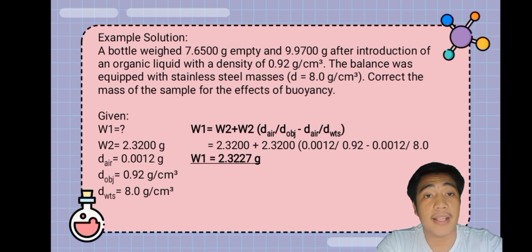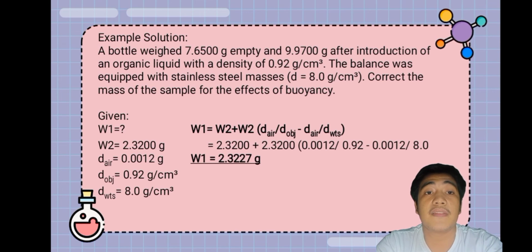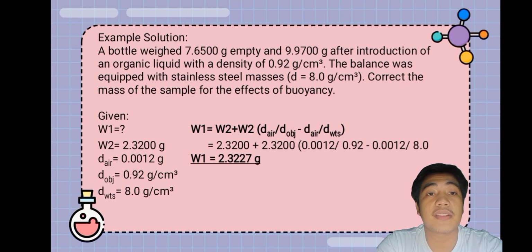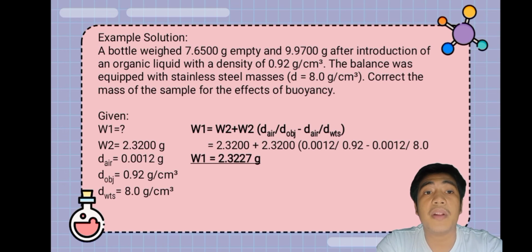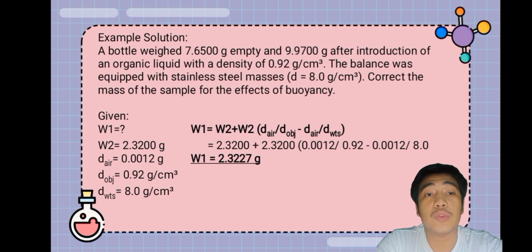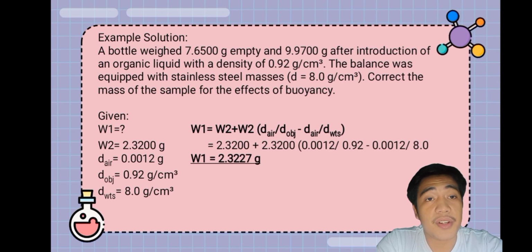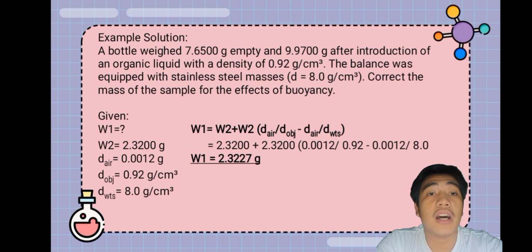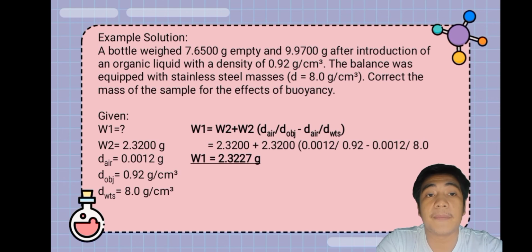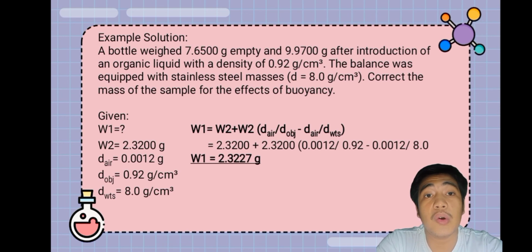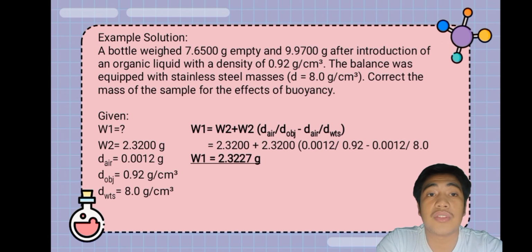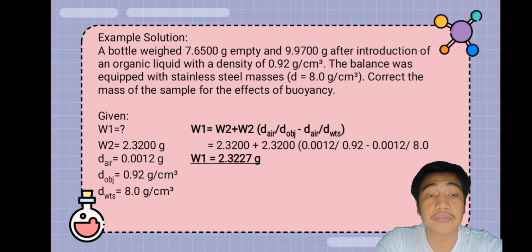Since the apparent mass of the liquid is 9.970 grams, we will subtract 7.6500 and we will have 2.3200 grams for the standard mass. The same buoyant force acts on the container during the weighing. Thus, we need to consider only the force that acts on the 2.3200 grams of liquid.